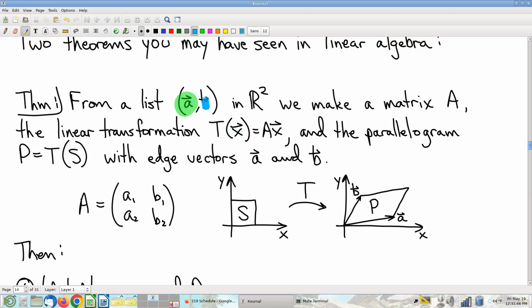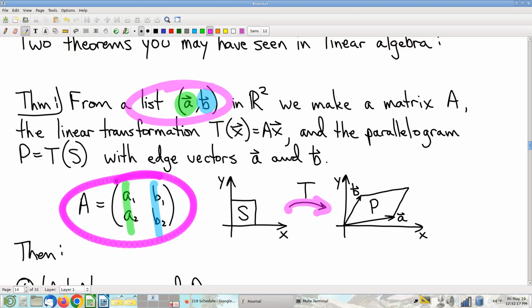Okay, so given a list, we're going to do the following. First vector, second vector. Again, the order matters. First thing we're going to do is make a matrix out of the list by making the first vector the first column, second vector the second column. Given the matrix, we're going to define a linear transformation, in the usual way. Given a matrix, you can interpret it as a linear transformation like so. So the list gives the matrix, which then gives the linear transformation.